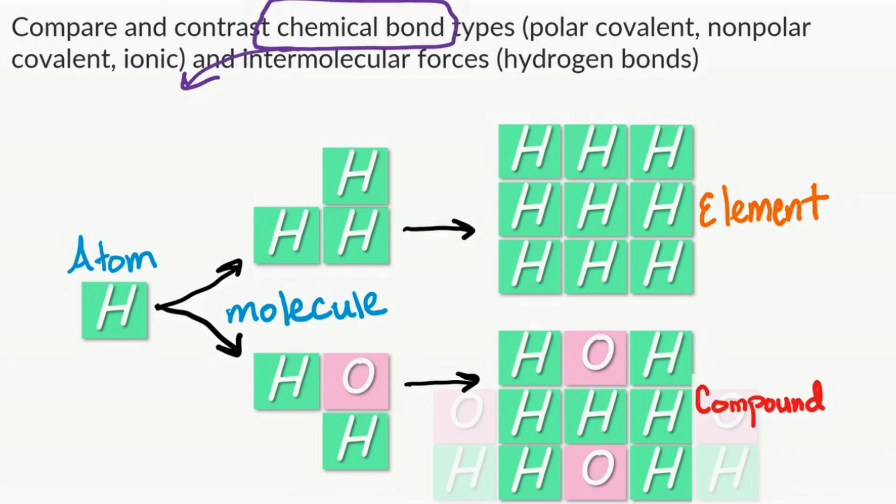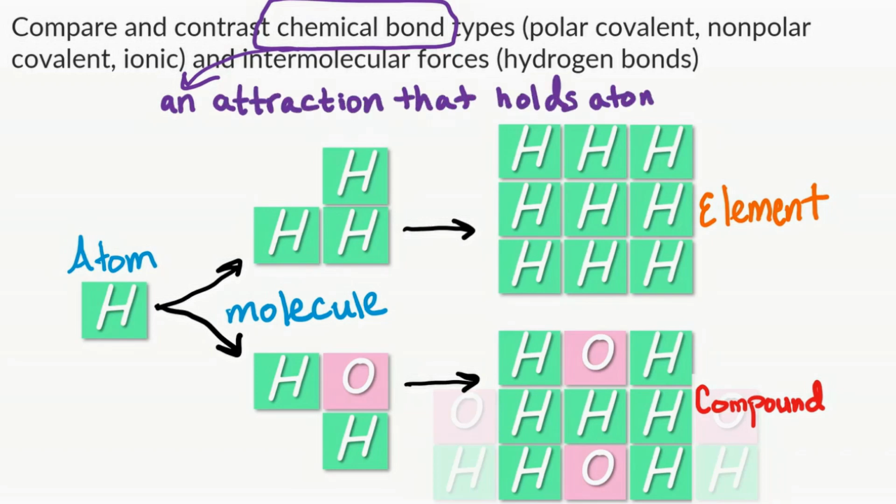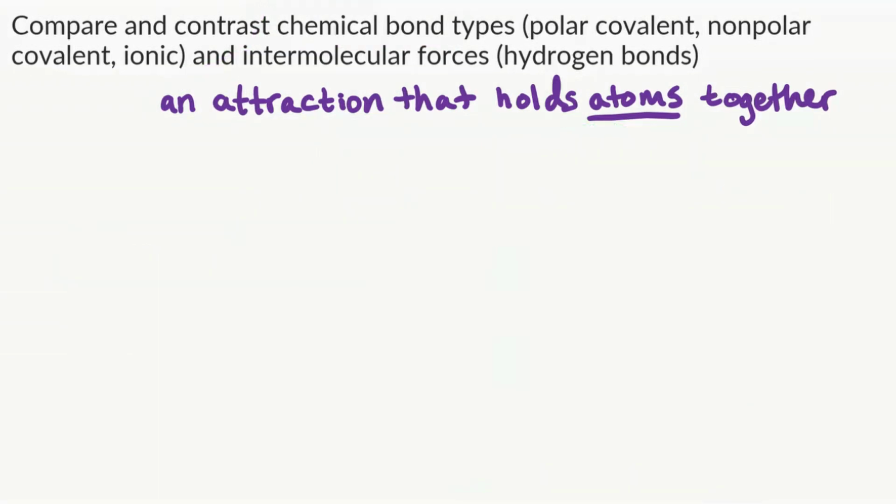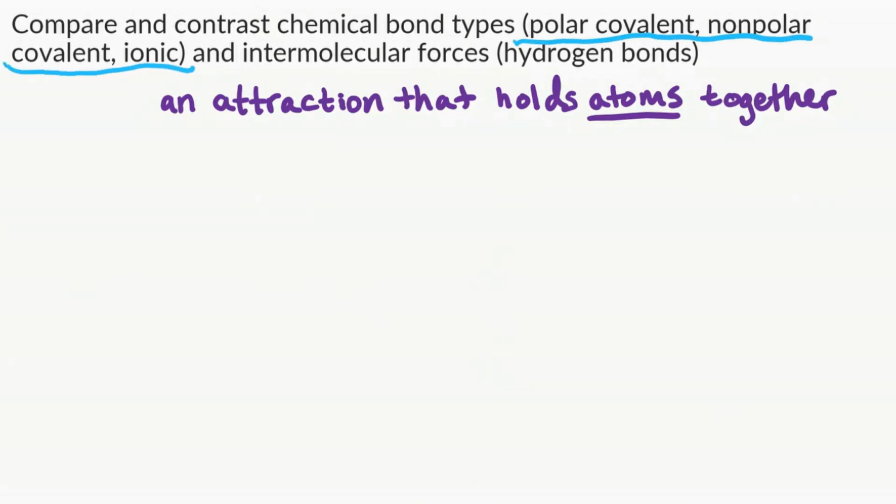A chemical bond is just an attraction that holds atoms together. Emphasis on atoms, right? And so it looks something like this, where each of these purple lines represents a chemical bond holding the different atoms together within their respective molecule, element, or compound. Looking at our four main types of chemical bonds, well, first of all, starting basic, they are all chemical bonds. So they all have to do with an attraction that holds atoms together.